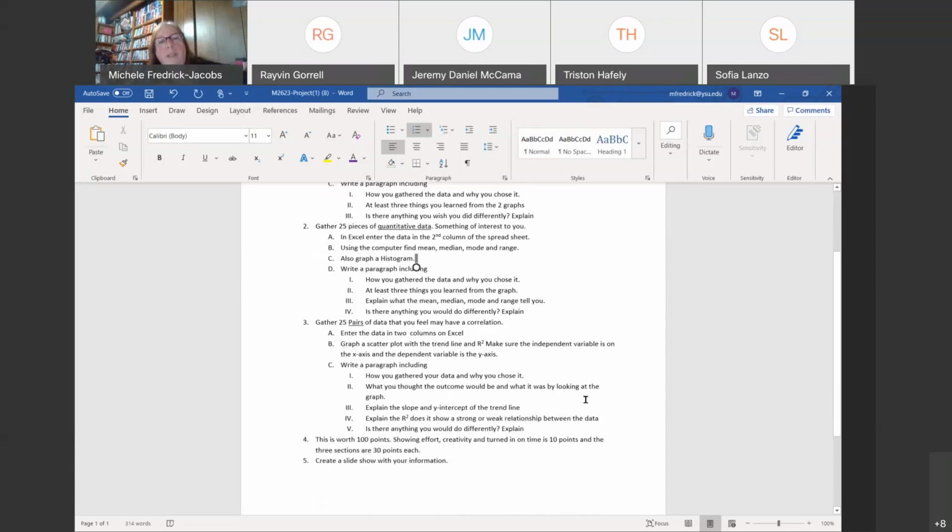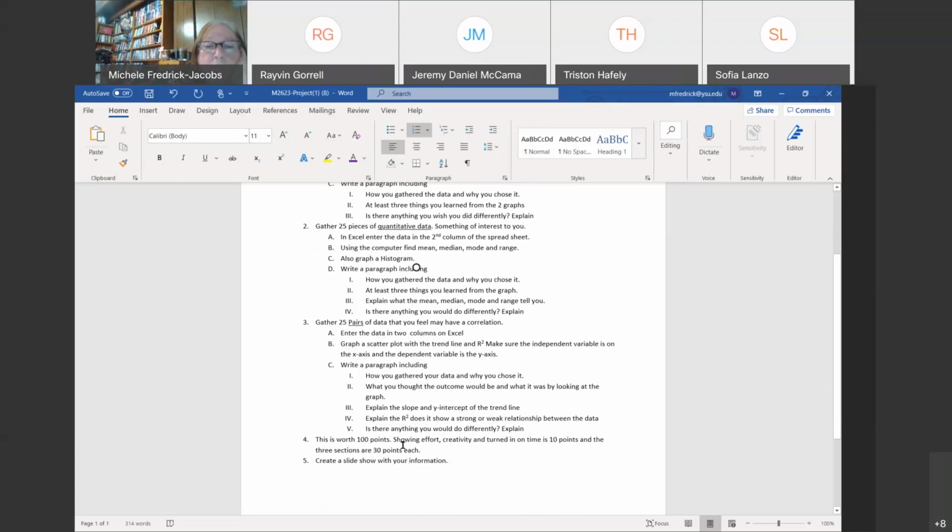For the pairs of data, we haven't covered this yet, but you make two columns and you graph what's called a scatter plot. And then you find all of this information, but we'll learn about this next week. Maybe we'll talk a little bit about it today, but this we haven't covered yet.